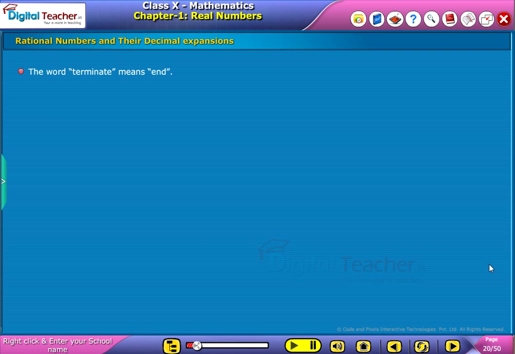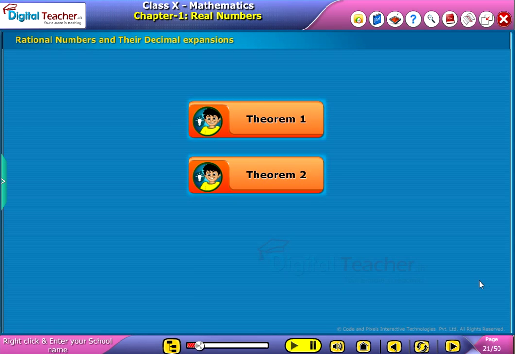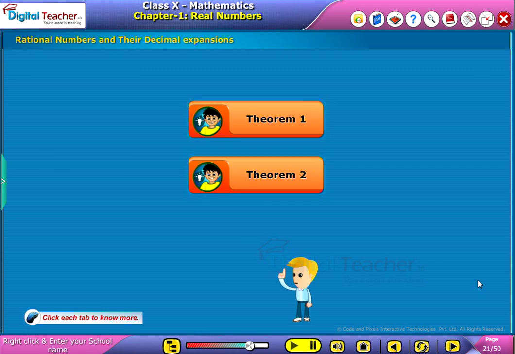The word terminate means end. A decimal that ends is a terminating decimal. In other words, a terminating decimal has a finite number of digits after the decimal point. To know the theorems on the prime factorization method, click each theorem tab.